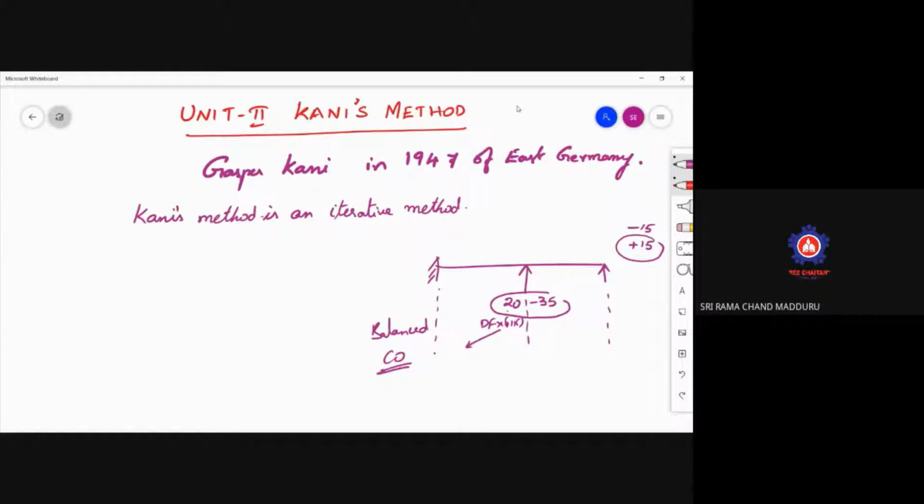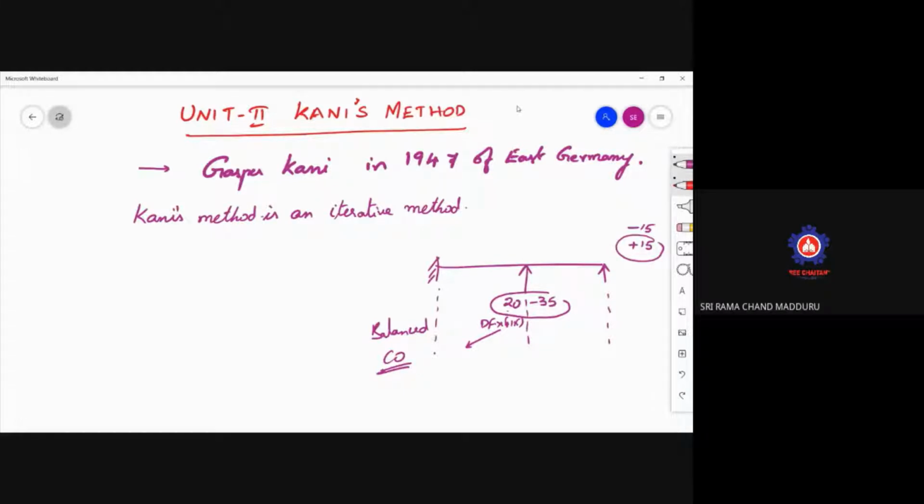So we will write down the essential points, the uniqueness of Kani's method compared to the moment distribution method, one by one. First of all, write down this point. It was developed by Caspar Kani in 1947 of East Germany. This method is an iterative method. Basically, this method is highly applicable in case of multi-storied frames.